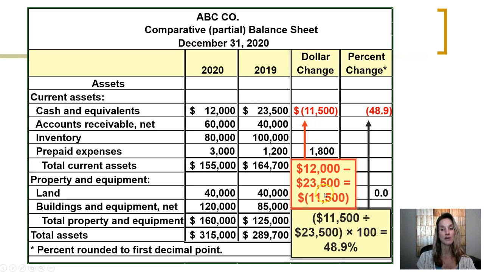Once we have the dollar amount of change, we can compute the percent change. We do that by taking the dollar amount of change and dividing by the base year. The base year is the first year presented. So here we are seeing the first year presented is 2019, so that year becomes the base year. 11,500 divided by the base year of 23,500 multiplied by 100, the percent change is 48.9%.